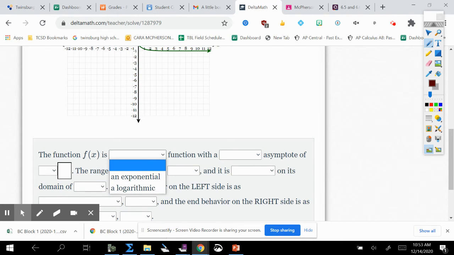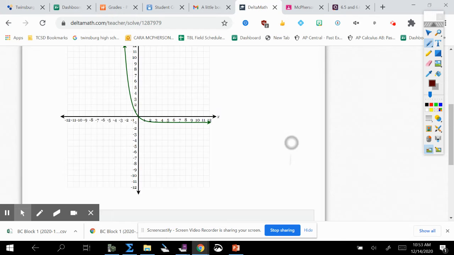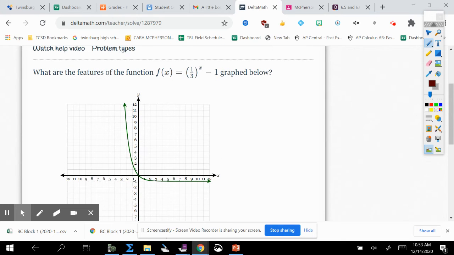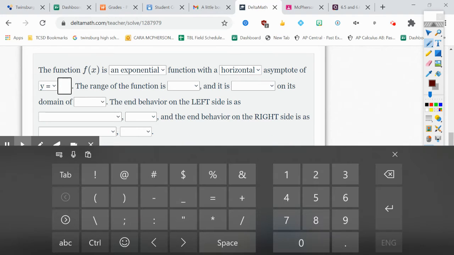First, it's going to ask you what type of function. These are all going to be exponential because that's all we're learning about. And what type of asymptote? These are all going to have a horizontal asymptote because they're all exponential. Horizontal asymptotes are always y equals. To figure out your horizontal asymptote, you can either look at the picture and see where the graph flattens out, or you can look at the equation and see what's after the exponential piece, and you'll notice you have a -1. So that means your value is -1.